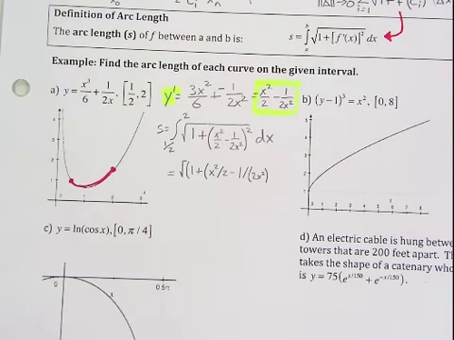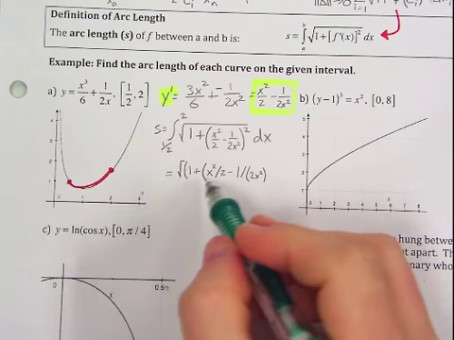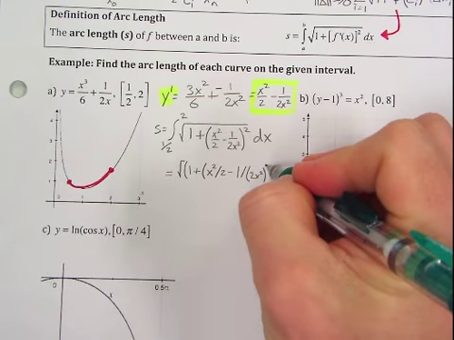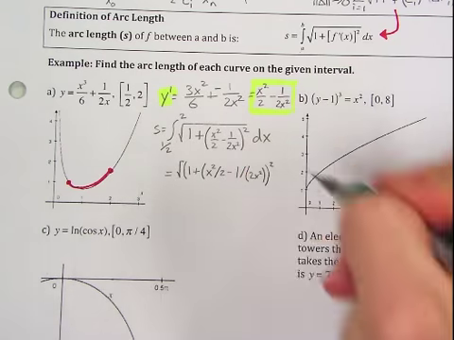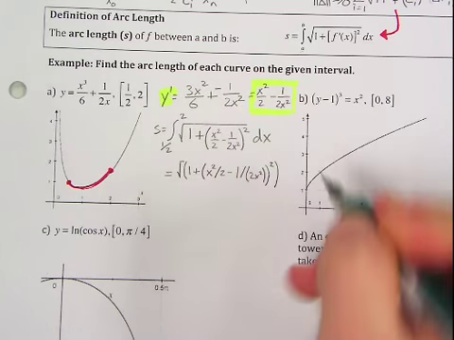Now where are we in our parentheses? We need to close off our y prime, square it, and then we close it. And then you add a comma.